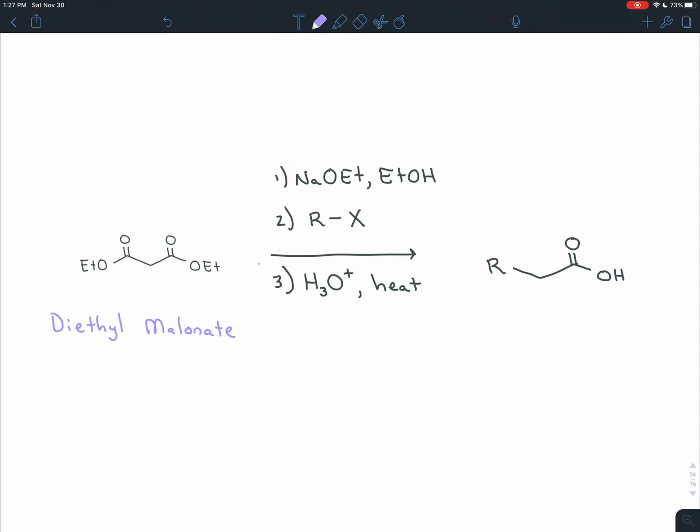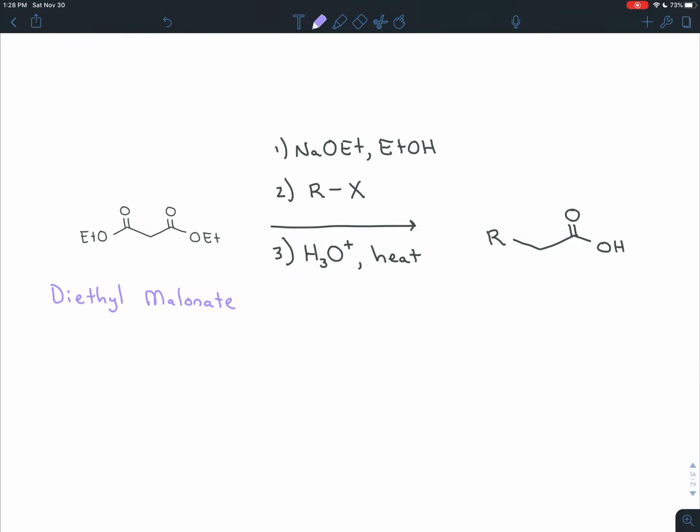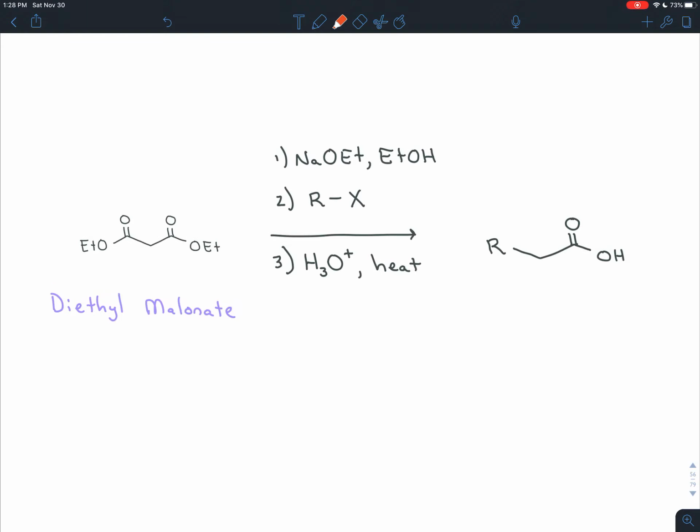Those are your first steps, and then when you're finally done, your last step will always be add hydronium, so aqueous acid, and heat. And you will always get this carboxylic acid and these two carbons adding on there. And as we draw the mechanism, you'll see that these two carbons in the carboxylic acid are ultimately coming from half of this diethyl malonate molecule. But before we get into the mechanism, let's take a second to talk about what this molecule is, since it's going to be in every single one of these Malonic Ester syntheses.